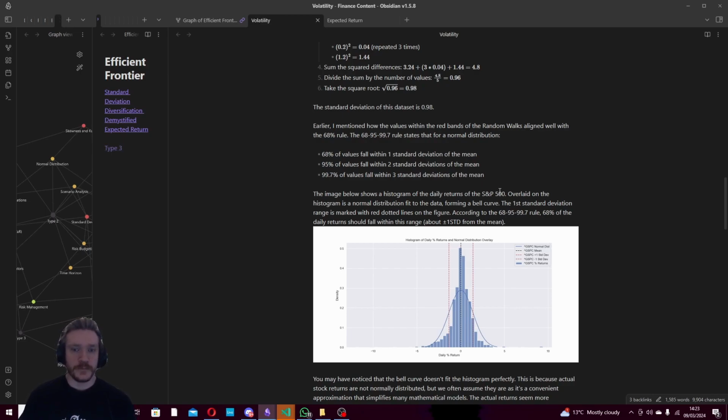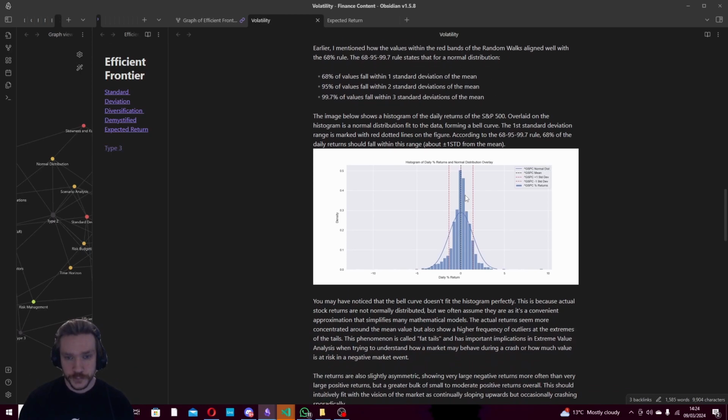Why is that important? Well, there's this thing called the 68, 95, and 99.7 rule, which basically says if you have some set of numbers and the values in those sets are normally distributed, they follow a bell curve, right? When you work out the standard deviation of this set of numbers, you would expect that 68% of the values fall within one standard deviation either side of the mean, right? That 95 would fall within 2 standard deviations of the mean, 99.7 would fall within 3 standard deviations of the mean. And below, I've got a demonstration of this, right?